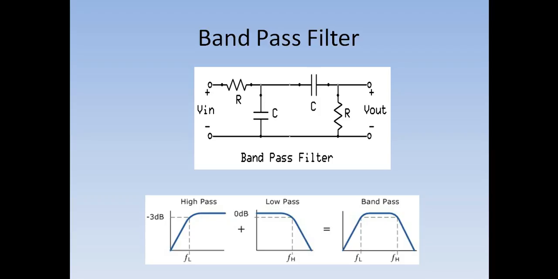Here you can see the diagram of a typical band pass filter circuit, and there are also the graphs explaining that the high pass filter and low pass filter together, basically combining them, the common region where the graph is constant can be shown as band pass filter.